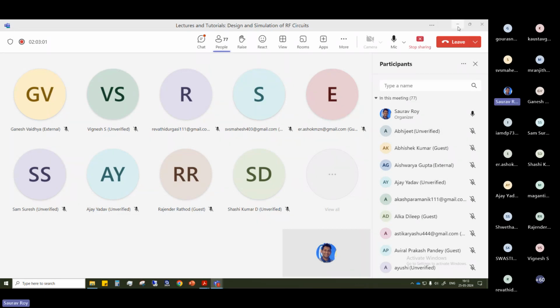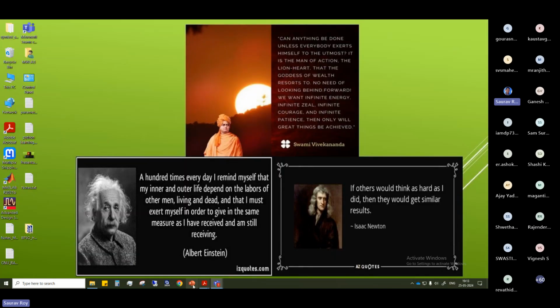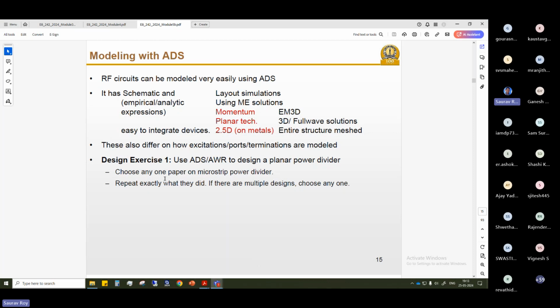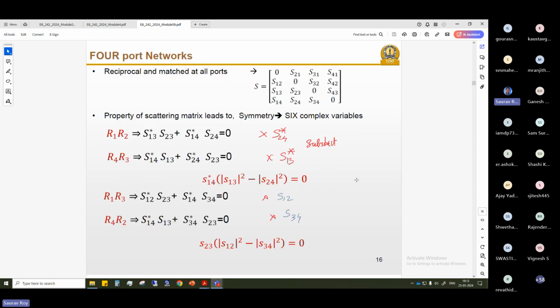Okay, so I'll go quickly into 4-port networks also. Now that 3-port circuits are covered, we'll also look into 4-port networks. These are very useful circuits because you can have a power divider as well as a power coupler together. And there are other things also. You will have very good isolation between the ports, and you need not have any lossy element there.